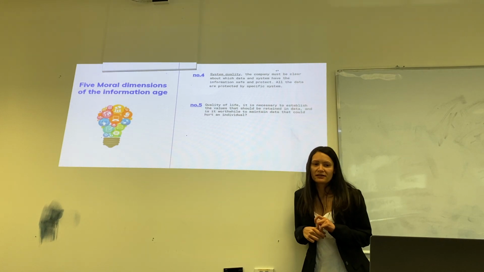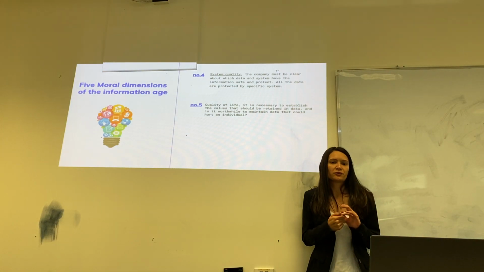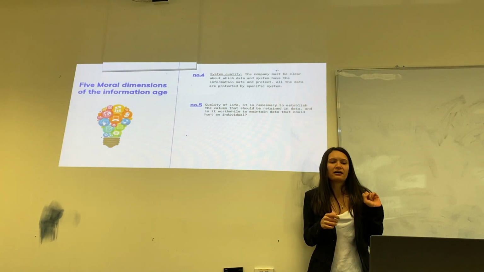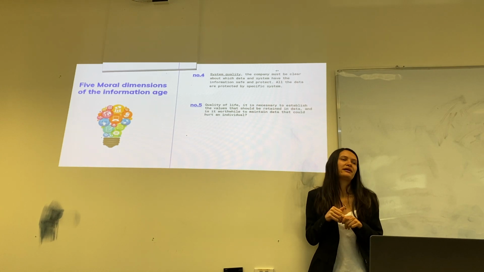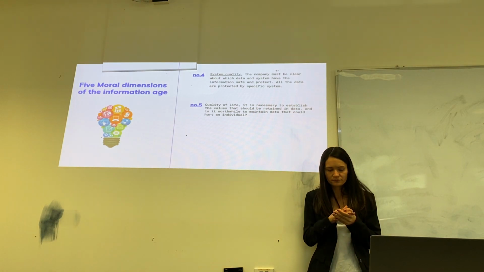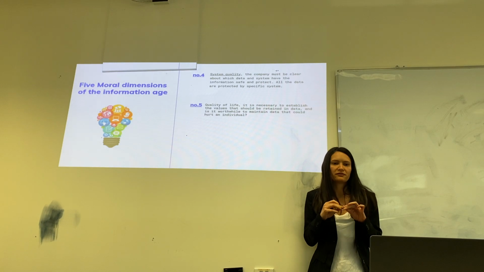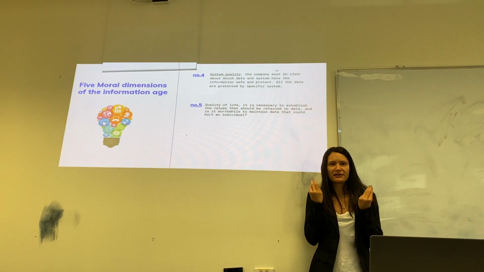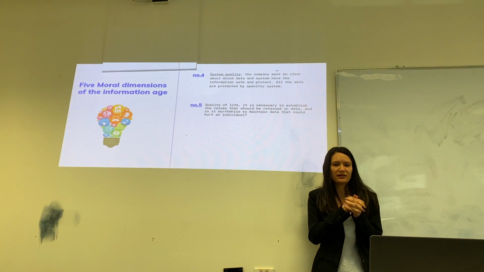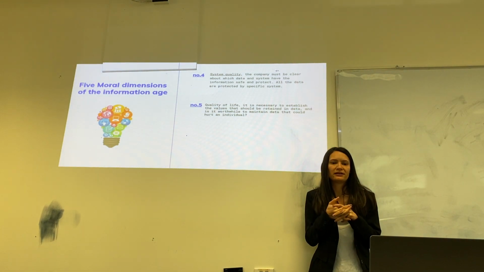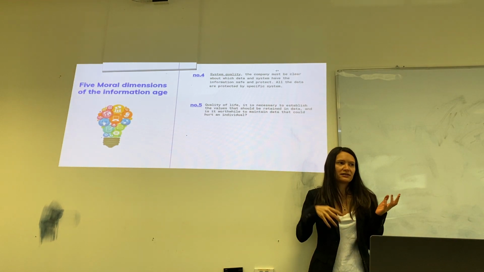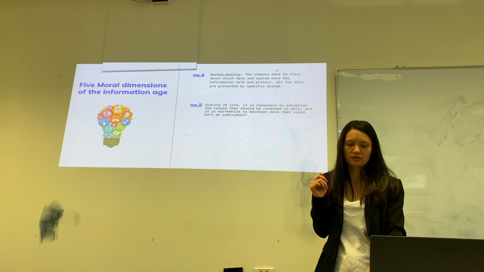System quality. The company must be clear about which data and systems keep information safe and protected. All the data are protected by a specific system. Quality of life. It's necessary to have values. They have to be clear about the values, what should be retained in the data, and what is worthwhile and maintained that could hurt individuals. Like what is good or what is bad for each one.